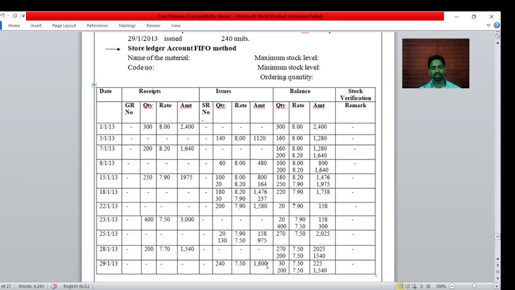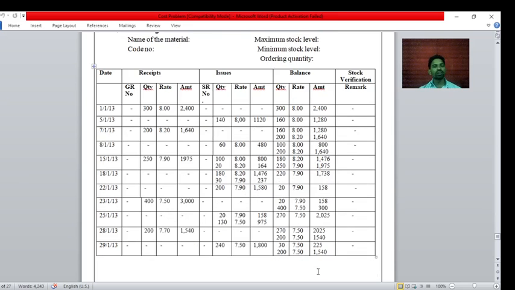Again we have to maintain the balance. Now see, out of this 270 we used 240, so 30 units are still in balance. So 30 at the rate of 7.50, 225 is the amount, and as it is, this 200 also remains, 200 at 7.70, it's 1540. Okay, so like this you have to solve the problem.